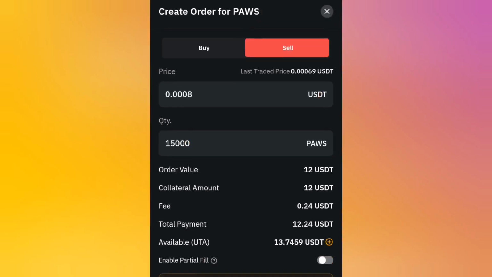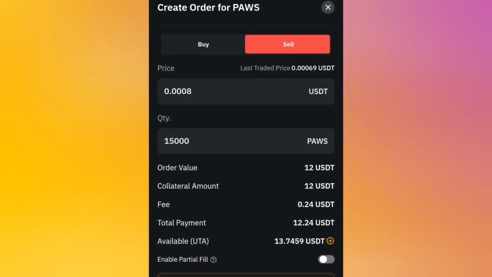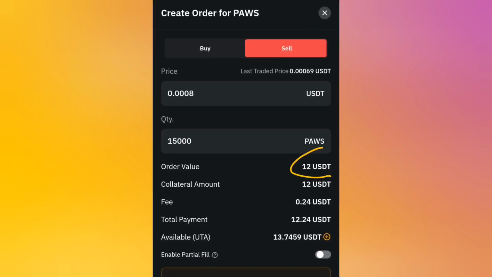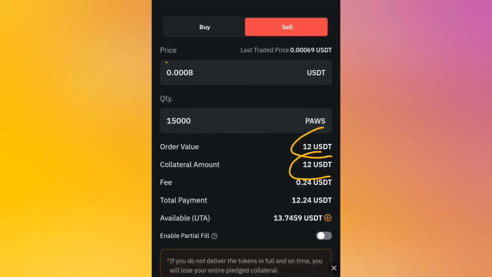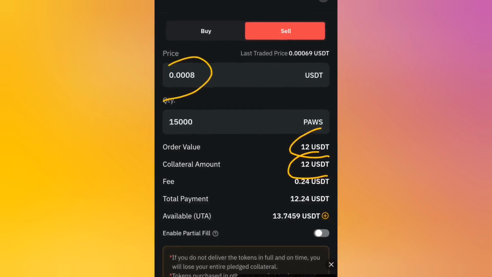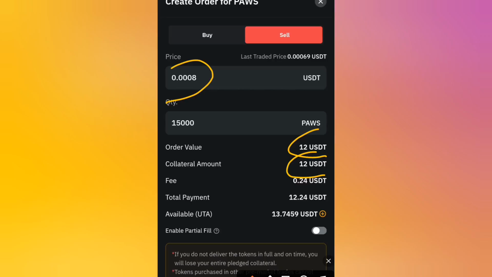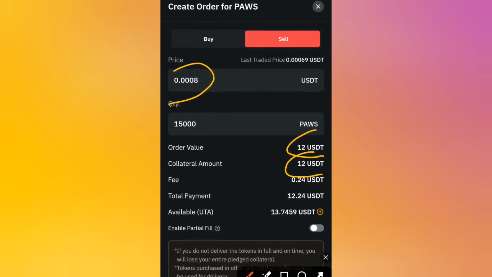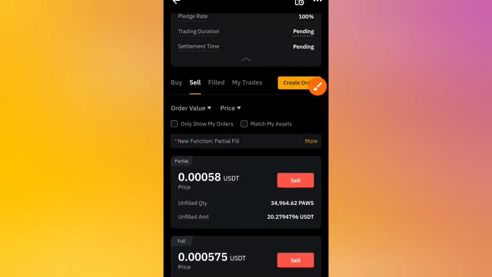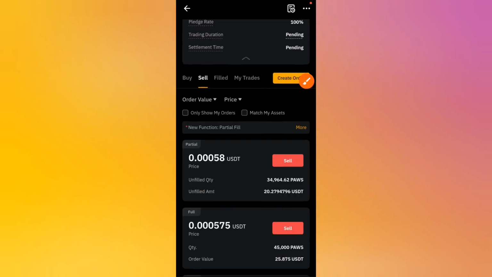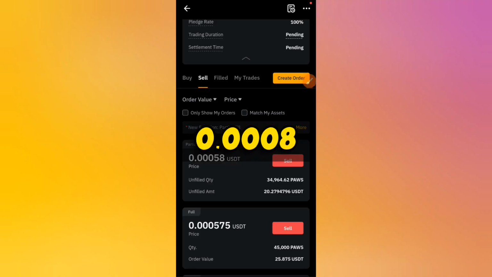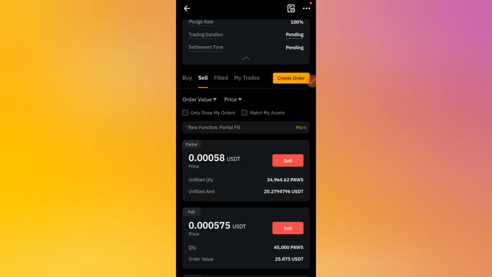Okay, so what you'd actually be selling is 15,000 paws at the rate of $12, and you'd have to forfeit $12 just in case you don't deliver this. But it will be hard finding someone who will be buying at this rate, because on the sell page there's literally no one selling at this rate, so it's going to be hard. And one important thing you need to know is that if you sell at this price right now, which these guys are selling, and paws happens to list at 3 zeros and 8, or 3 zeros and 9, or 2 zeros and 1, then you know that you have lost out on huge gains. Okay, so this is kind of risky.